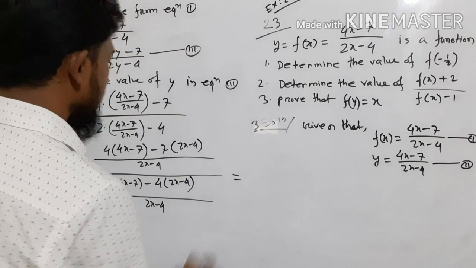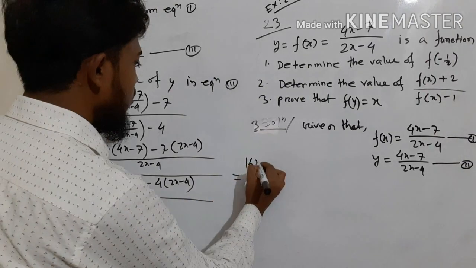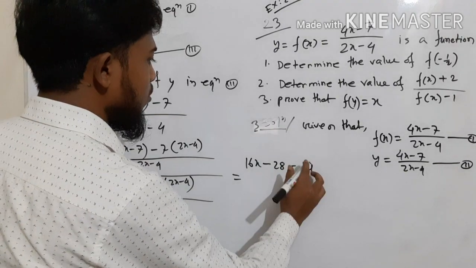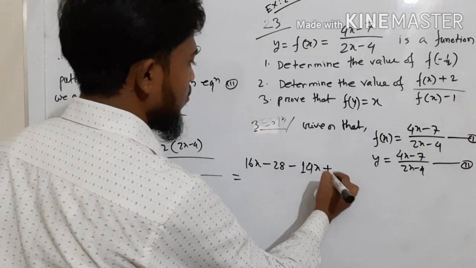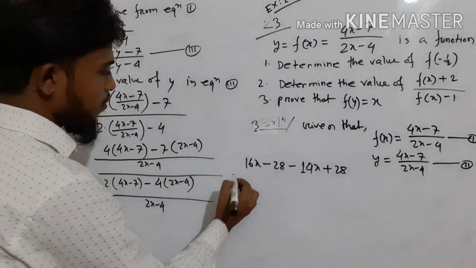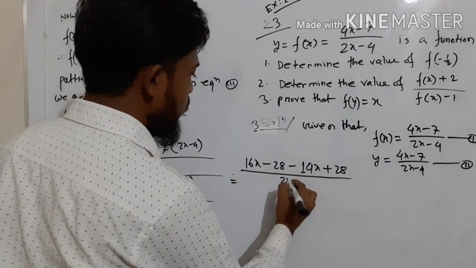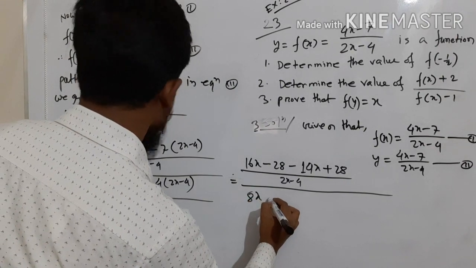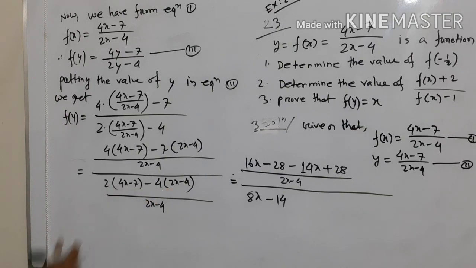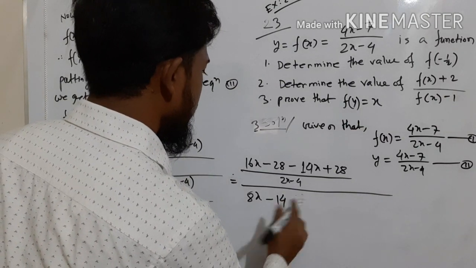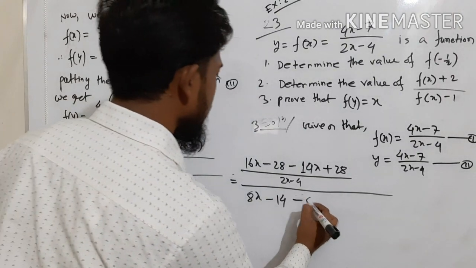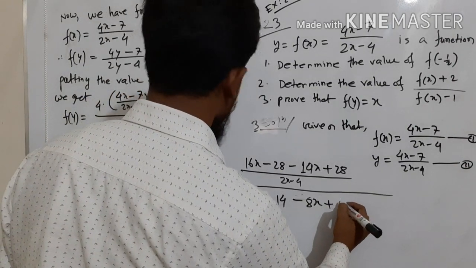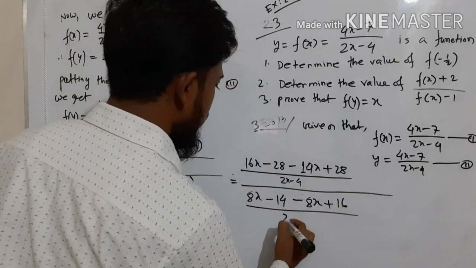So simplify this. 16x minus 28 minus 14x plus 28 divided by 2x minus 4 and 8x minus 14 plus minus 4 into 2x, that is 8x, minus minus and minus plus, so 16 divided by 2x minus 4.